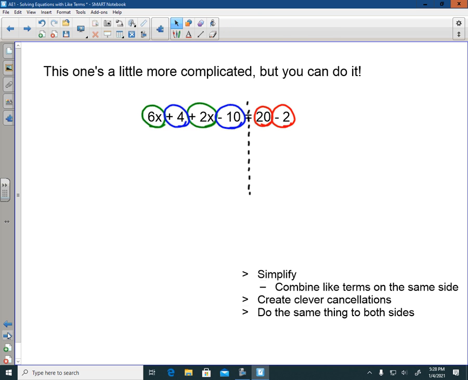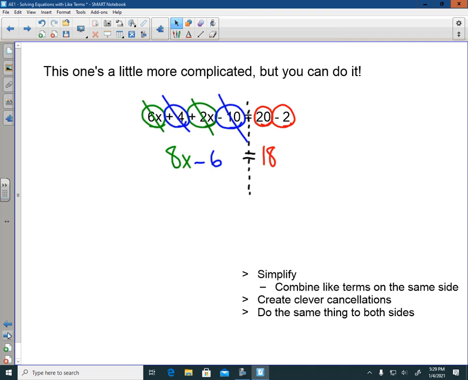So 6x plus 2x is 8x. So we're done with these guys. And then we have 4 minus 10, or negative 6, and we're done with these guys. That's going to equal 20 minus 2, which is 18. So we have combined all the like terms, and now it's time to solve.